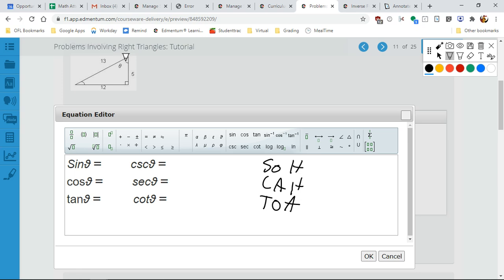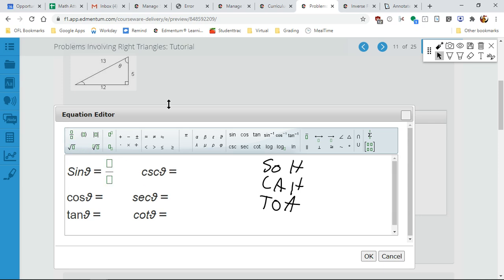So we're going to do opposite of theta, which is 12. So remember, we're going to hit this little fraction button. I'm only going to do the first one like this so you guys can remember how to do it if you forgot. 12, our hypotenuse is still 13, so we're going to do 13. And then for the rest of them, adjacent of this is 5. So I'm going to do 5 over 13.